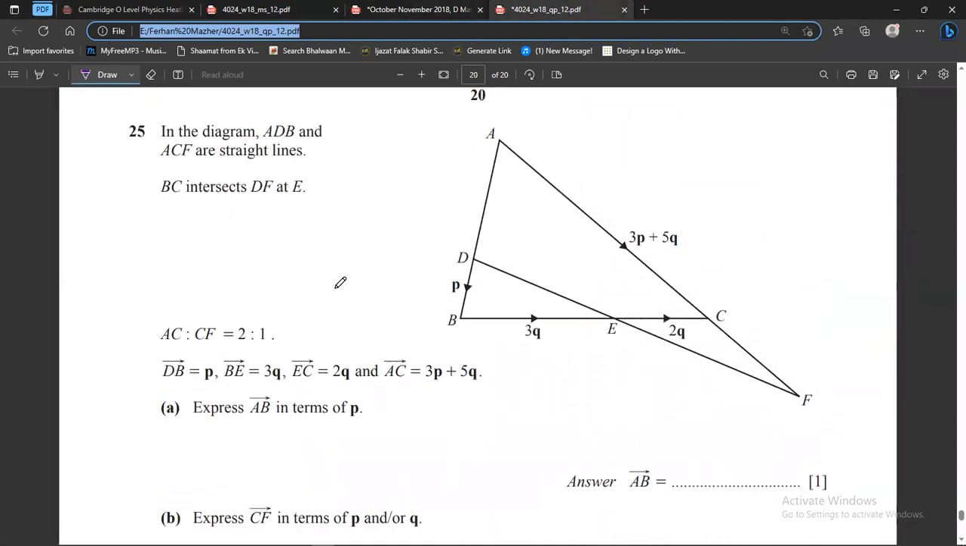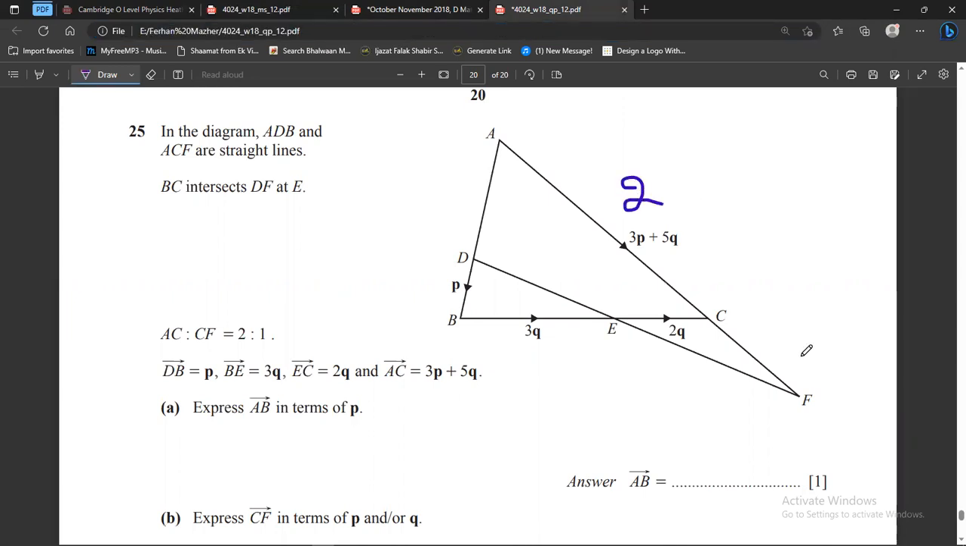Okay, so next we have question number 25. In the diagram, ADB and ACF are straight lines. BC intersects DF at E. And he says the ratio AC to CF is 2:1. The AC is 2, and the CF is 1. So this whole thing is 3. The AF is 3.